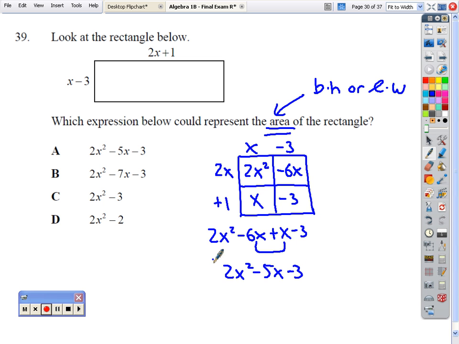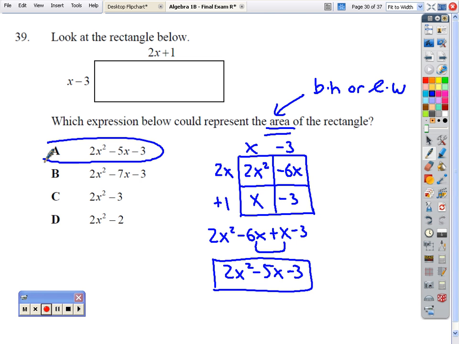Now I'm going to go look at the answers, because until this point, we really don't want to look at the answers because that's just going to cause problems. You want to do all the work before you look at the answers. My answer is A. Okay?